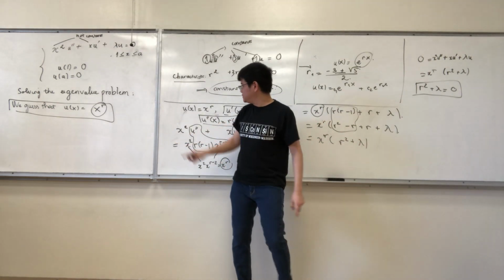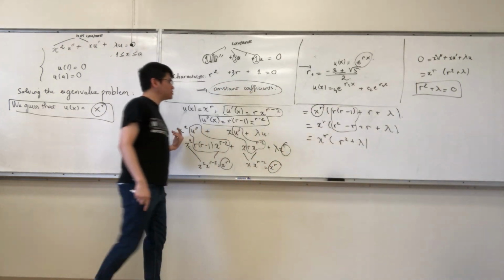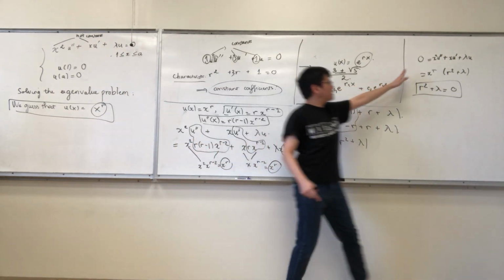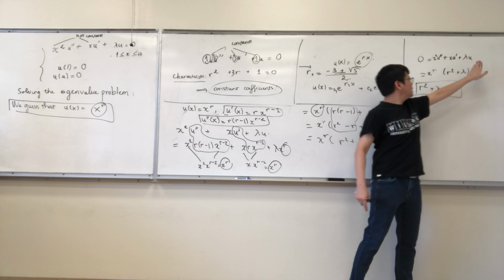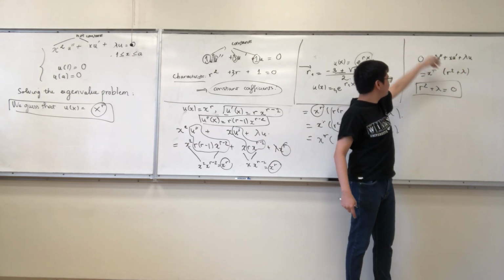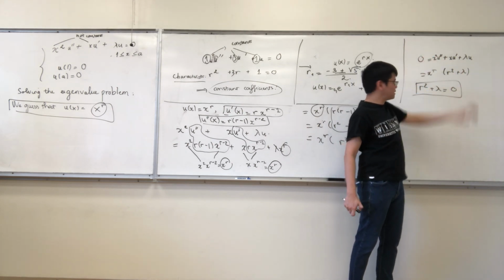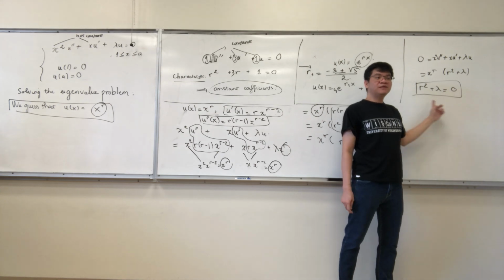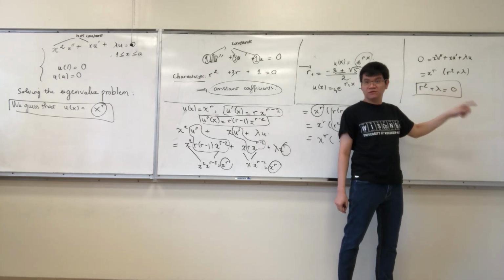And when I set this to be 0, because the solution of the equation has to be 0, right? So you want to solve this equation, and this is equivalent with 0 is x to the r times (r squared plus lambda), which means that r squared plus lambda is also 0, right?